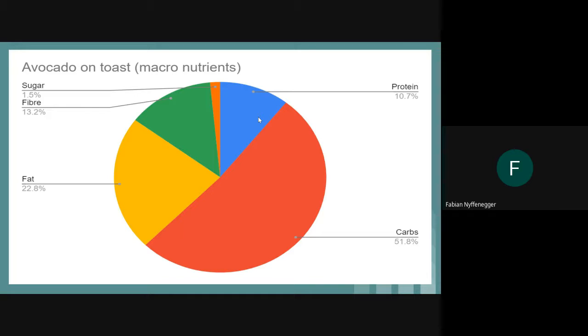Did you know that avocados are also used to make avocado oil, as the fruit itself contains a lot of oil and is used as a healthy alternative or substitute for vegetable oil? Avocado on toast also contains 13.2% fiber, or 6 grams of total fiber, which is found in the avocados themselves. Fiber is very healthy, and it helps with your digestive system and promotes regularity.